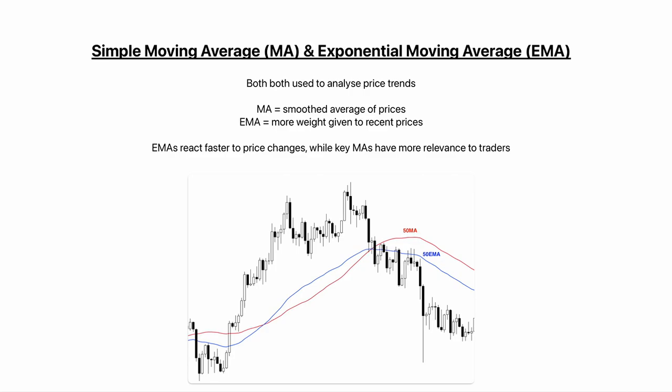So the blue is EMA, the red is MA. So what are they? A simple moving average, the MA, is a calculation where you take a number, so let's say it's 50 in this example, you take the last 50 candles and then you divide the closing prices for each of them by 50. So by taking the closing price of the last 50 candles, dividing it by 50, you get a number, and that number gets plotted with every new candle, and it makes, over time, a band.